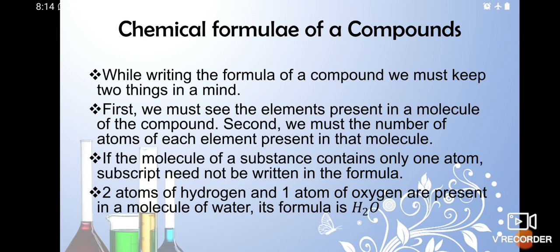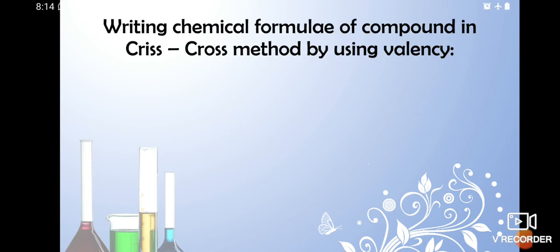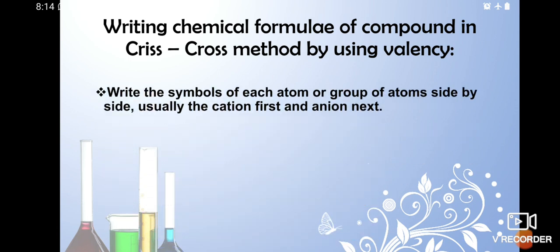Okay, students? Now let us learn how to write this. Writing the chemical formula of a compound in the crisscross method by using valency. Okay, students? So, we have to keep the valency concept in mind to write the chemical formula. Then it becomes very easy for you. Okay. First of all, what is the first point? Write the symbols of each atom or group of atoms side by side.